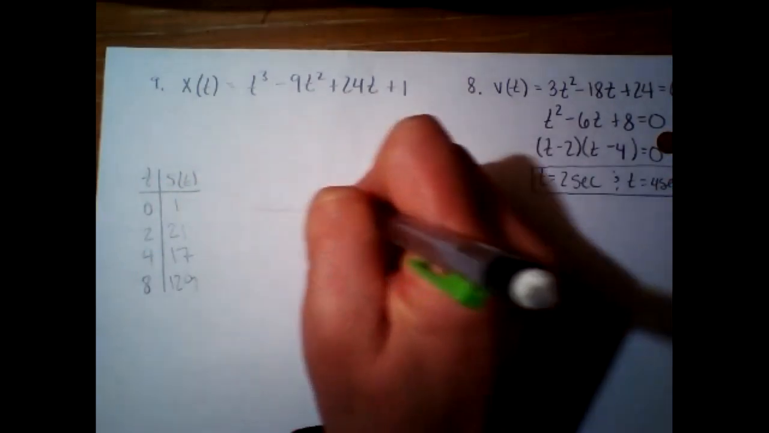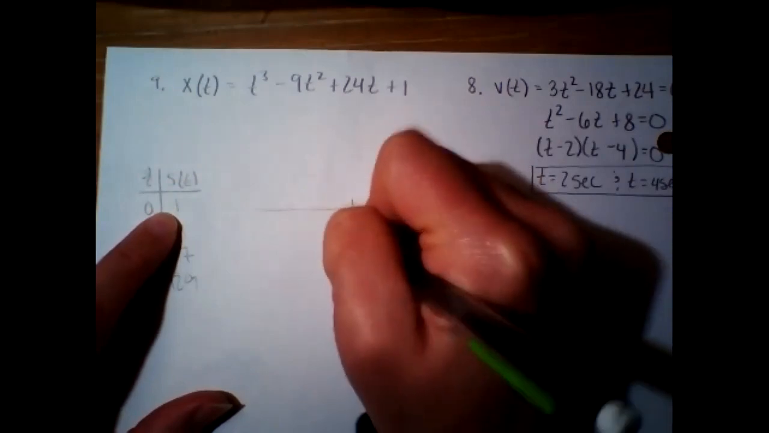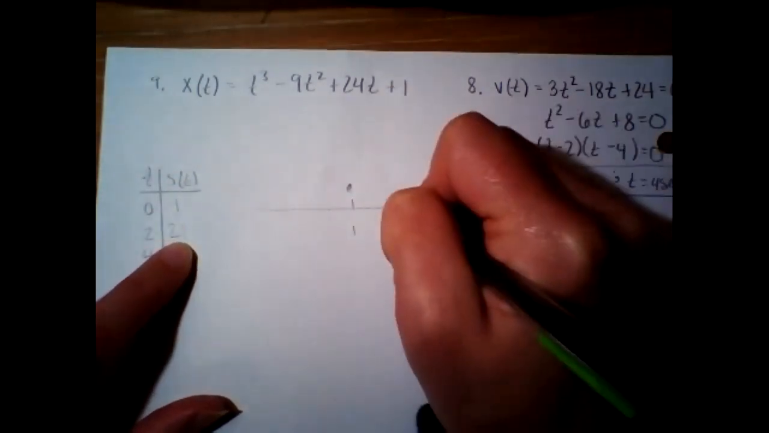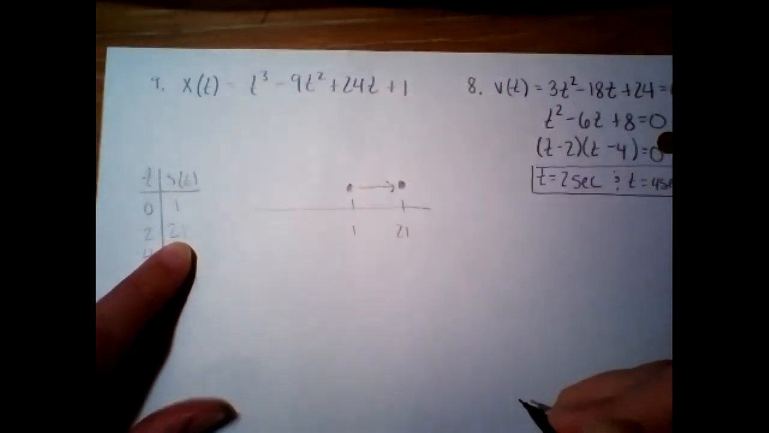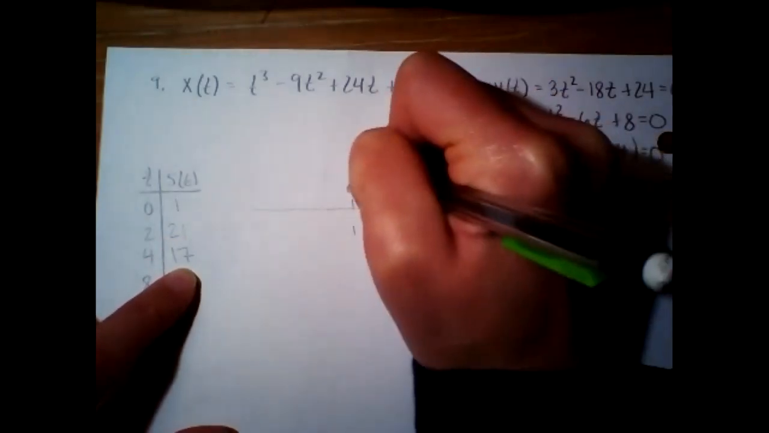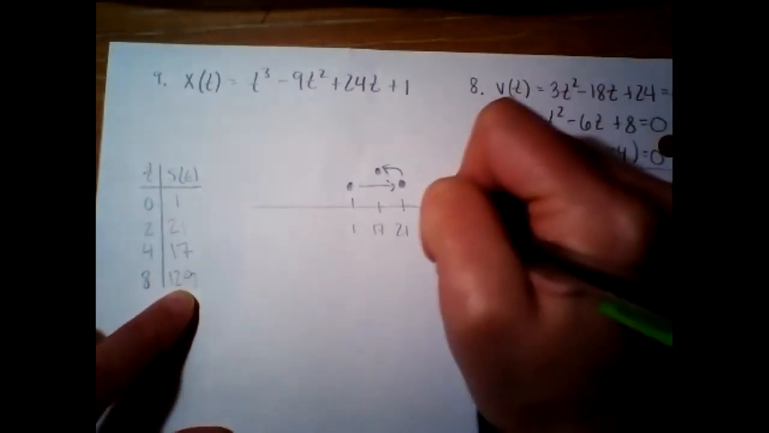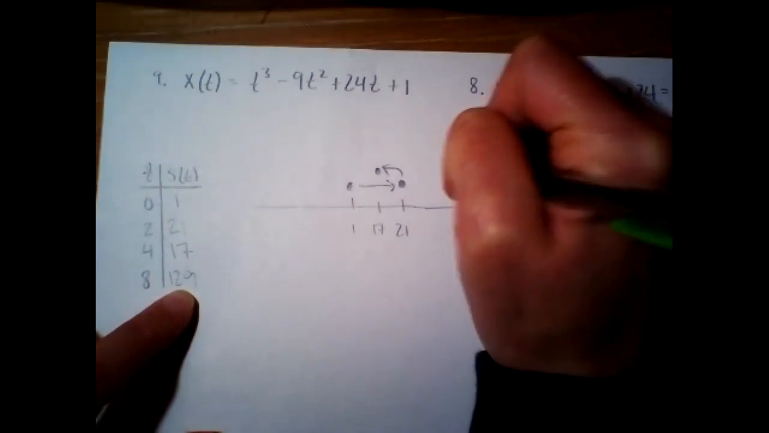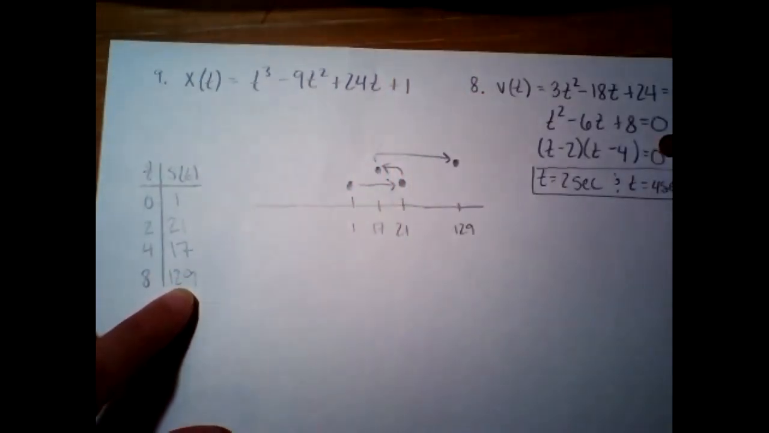So drawing a picture of what the motion is going to look like, we start at 1, and then it goes to 21, and then back to 17, and then up to 129, so all the way out here. This is obviously not to scale. It's just a picture so you can get a visual of what's happening.